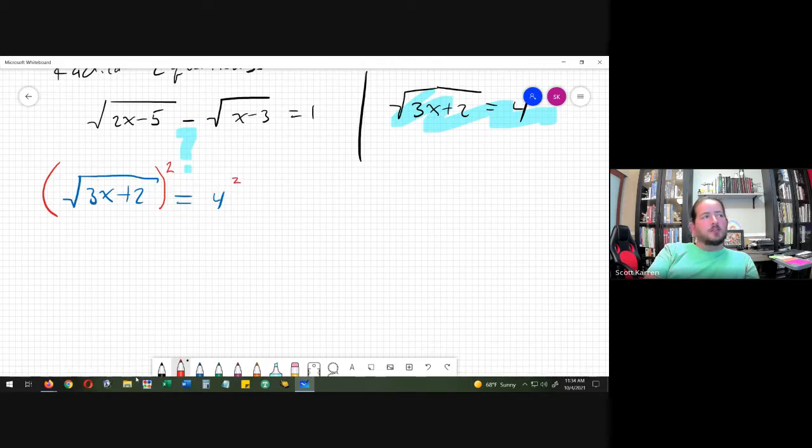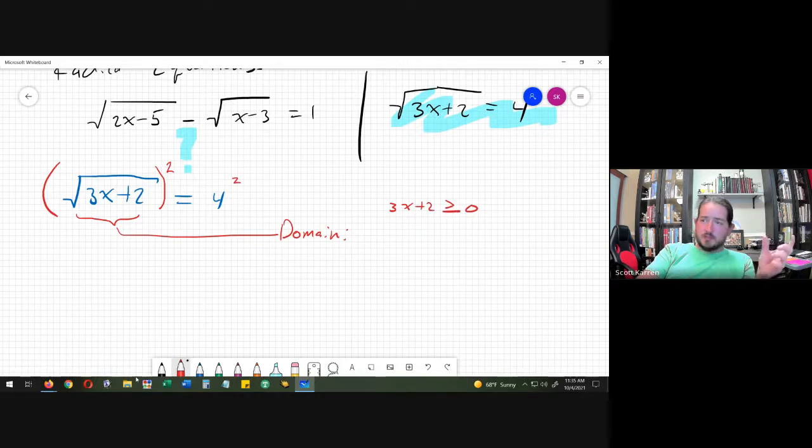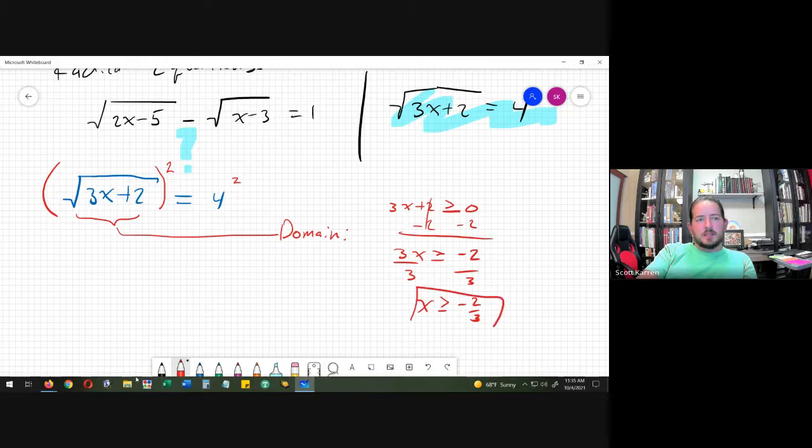But again, we have to be careful because this square root has some domain issues. That domain says that 3x plus 2 has to be greater than or equal to 0. Otherwise, I'm trying to take the square root of a negative number, which will give you something not real, right? So if I solve this to figure out that domain issue, divide each side by 3, and there it is. So I've got x has to be greater than or equal to negative 2/3, right? This is the domain of the original problem that we started with.